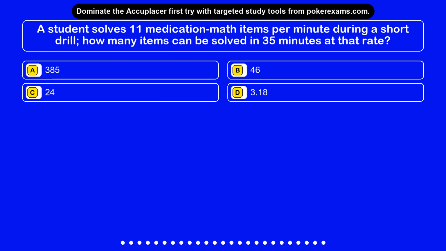Question 5. A student solves 11 medication math items per minute during a short drill. How many items can be solved in 35 minutes at that rate? Option A, 385. Option B, 46. Option C, 24. Option D, 3.18.